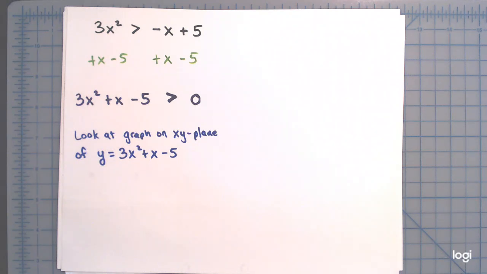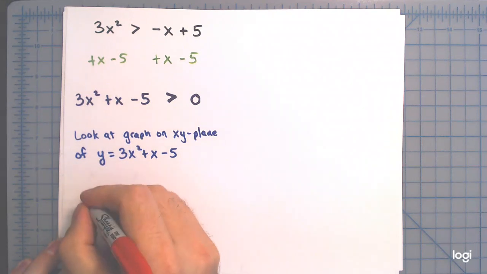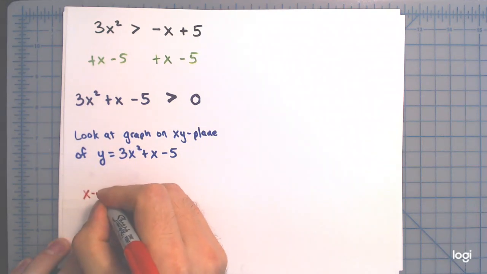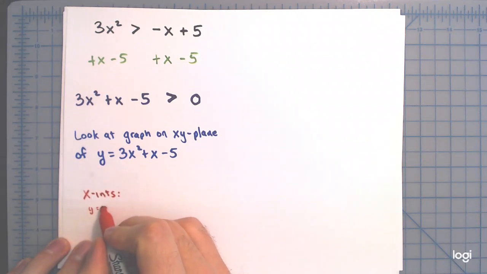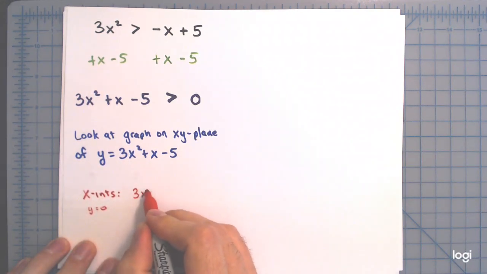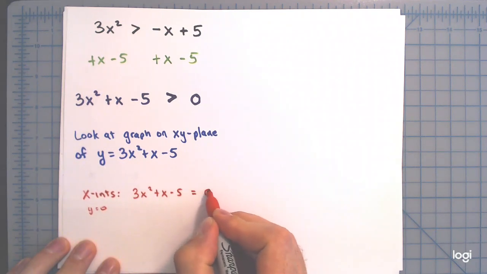But first, let me find the x-intercepts if it has any. All right, so x-intercepts. Does this have any x-intercepts? So we're going to set y to be 0, right? So I'm solving 3x squared plus x minus 5. When is this equal to 0?